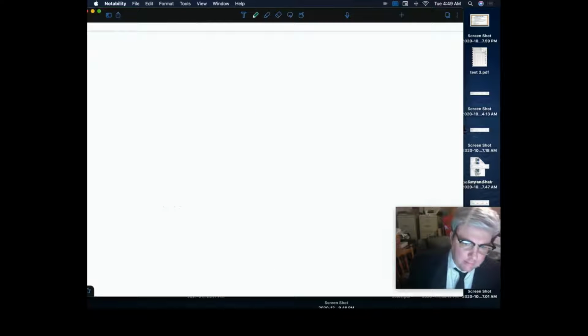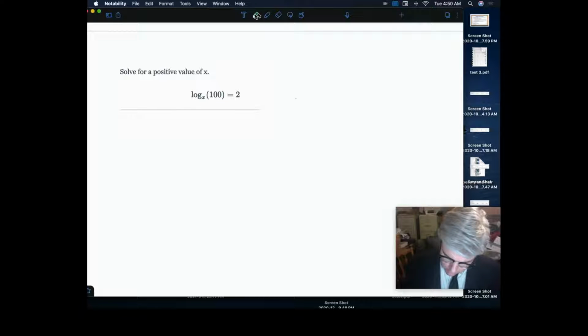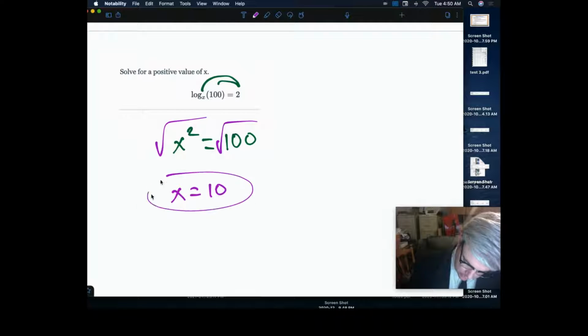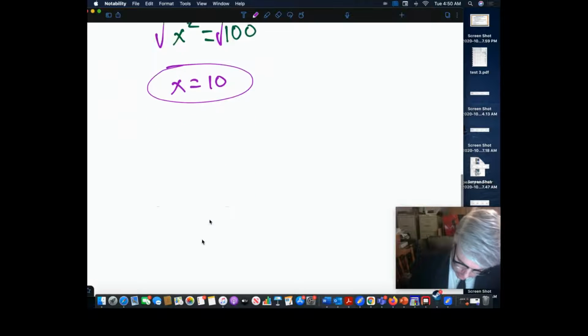All right, next one. Here, again, we're just going to claw. So we're going to get x squared equals 100. So what times what is 100? Or what's the square root of 100? X is going to be 10. Cool beans. All right, we're zipping through, just nice. Next one.